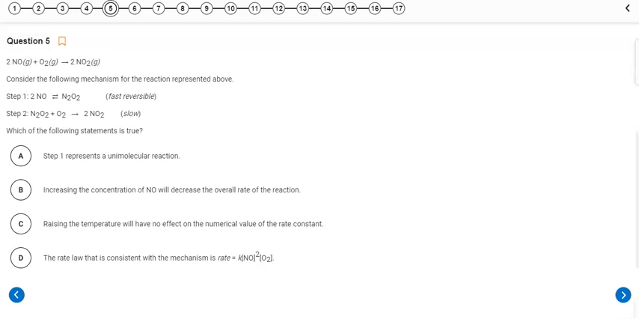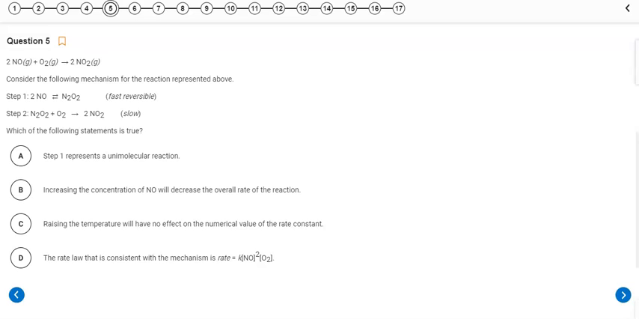Increasing the concentration of NO will decrease the overall rate. That's not true. Almost never true in kinetics, that you increase the concentration of one of the reactants and the reaction gets slower. Raising the temperature will have no effect on the numerical value of the rate constant. That's not true. The only thing the rate constant k depends on is the temperature.